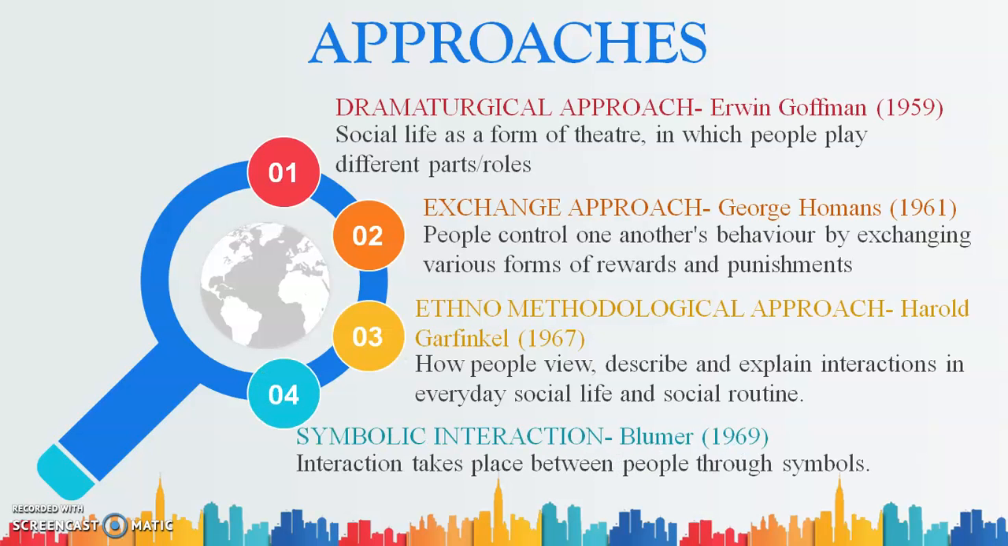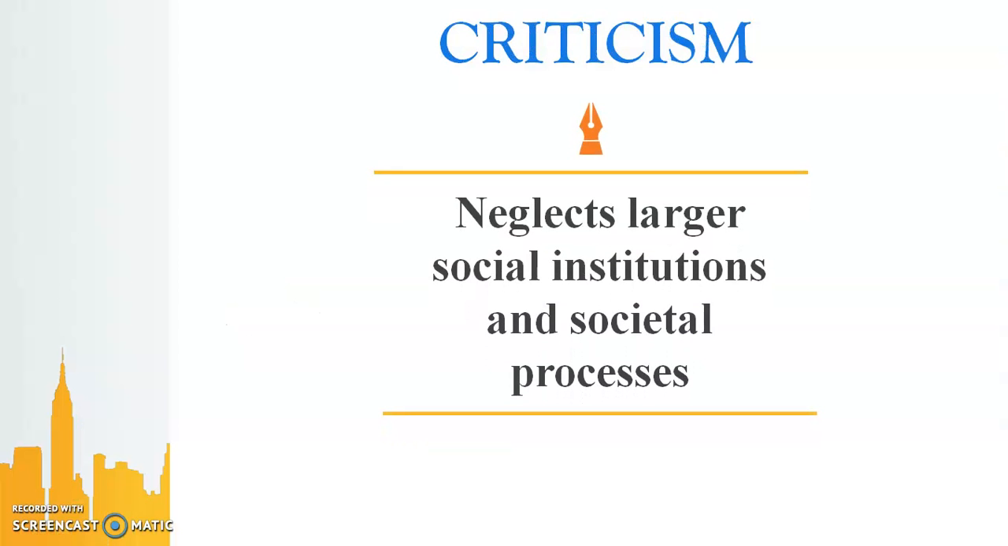Blumer and his symbolic interaction is the fourth approach. Symbolic interaction is the interaction that takes place between people through symbols. For example, through signs and gestures, traffic signals, zebra crossing lines, etc. One of its criticisms is it neglects larger social institutions and societal processes.